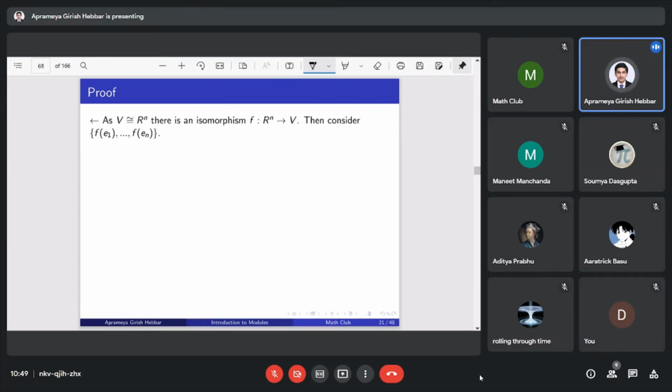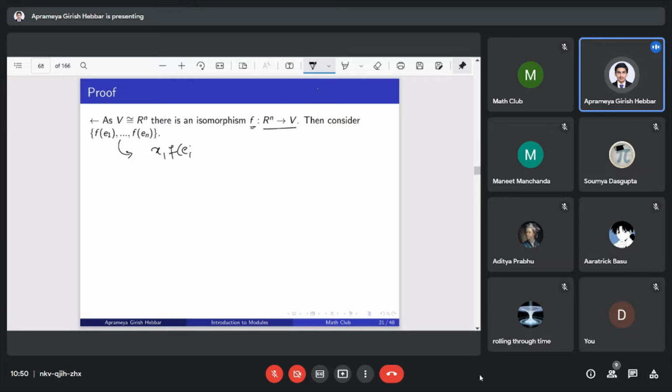On the other hand, to prove the if condition, let's suppose V is isomorphic to Rn. Now there exists an isomorphism F from Rn to V. Now you consider Fe1, Fe2 up to Fen. So is this a basis? Let's see. We need to prove two things. First of all, linear independence.